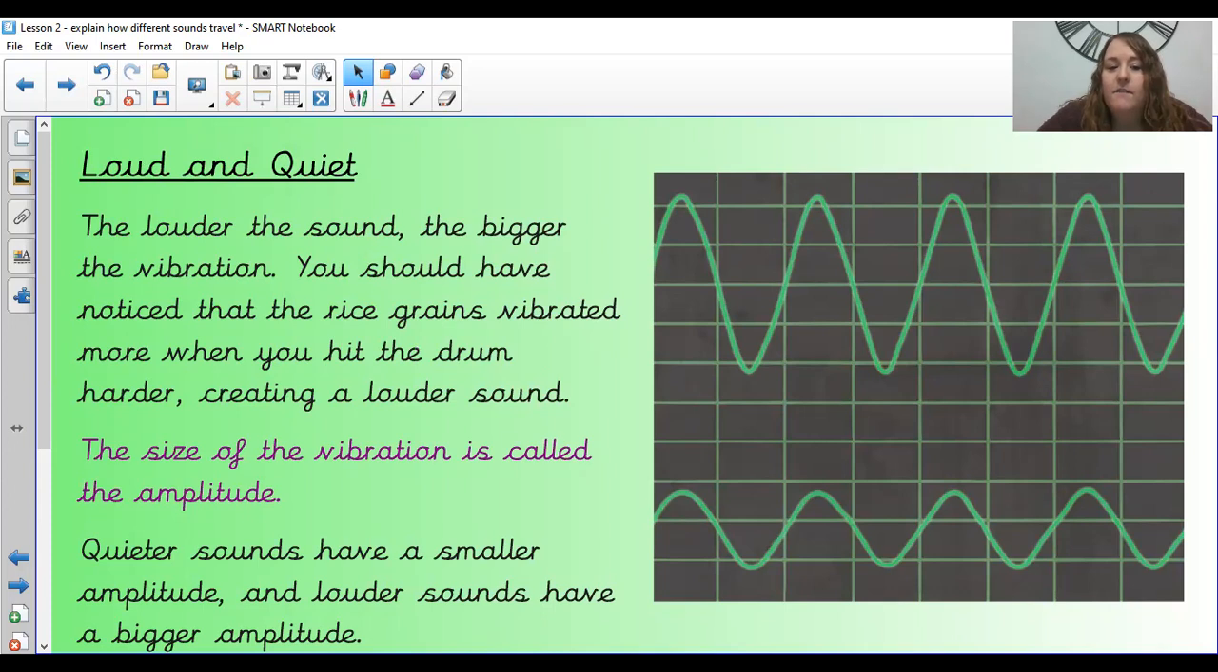And the size of the vibration is called the amplitude. You can see on this picture just below me, a big amplitude where there is big ups and downs. The range is bigger, shows there was a bigger amplitude. Quieter sounds have a smaller amplitude and the louder sounds have a bigger one. So the bottom one on this picture, all the way at the bottom, the range is smaller. So that would have been almost hitting it at a medium or maybe even a gentle if I was using my drum and my rice.